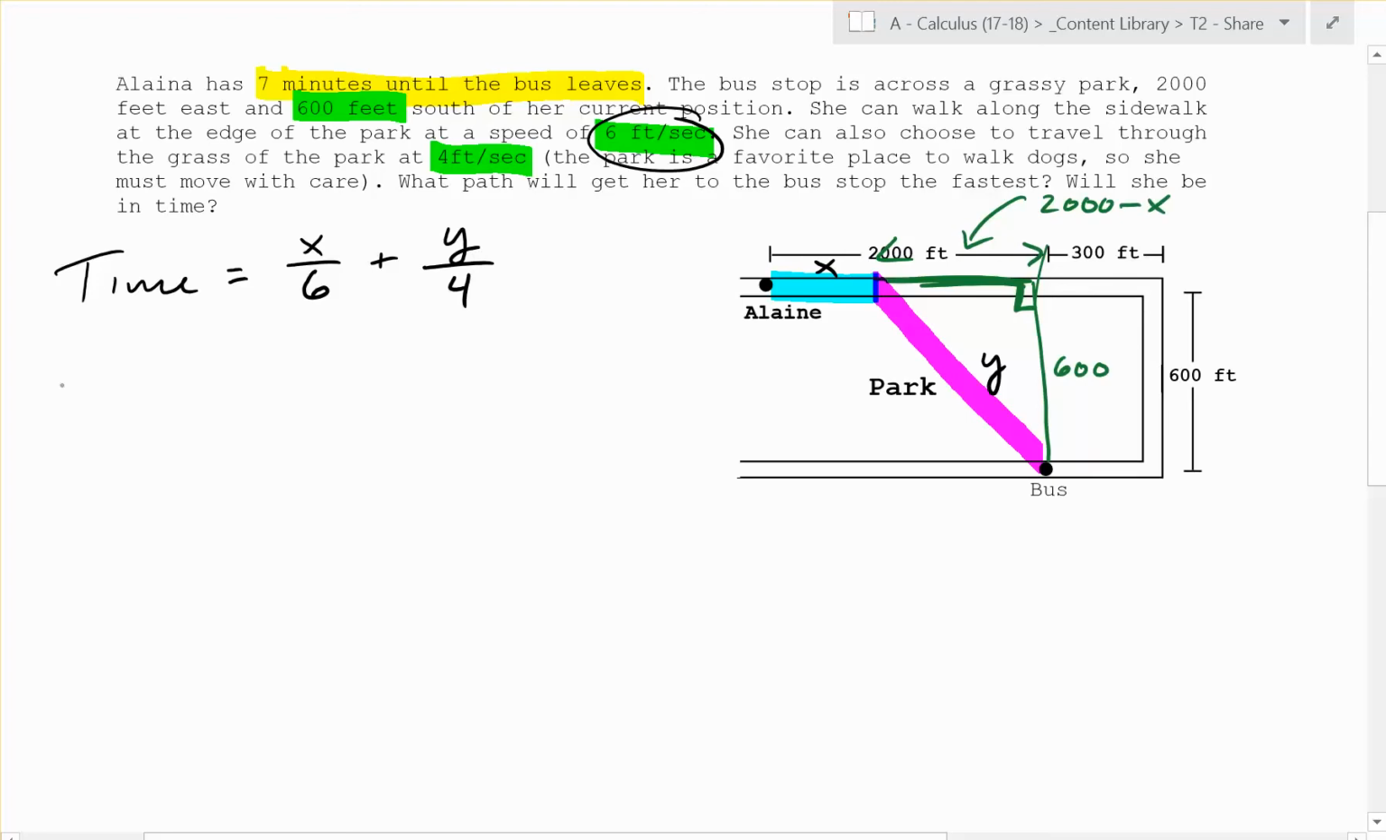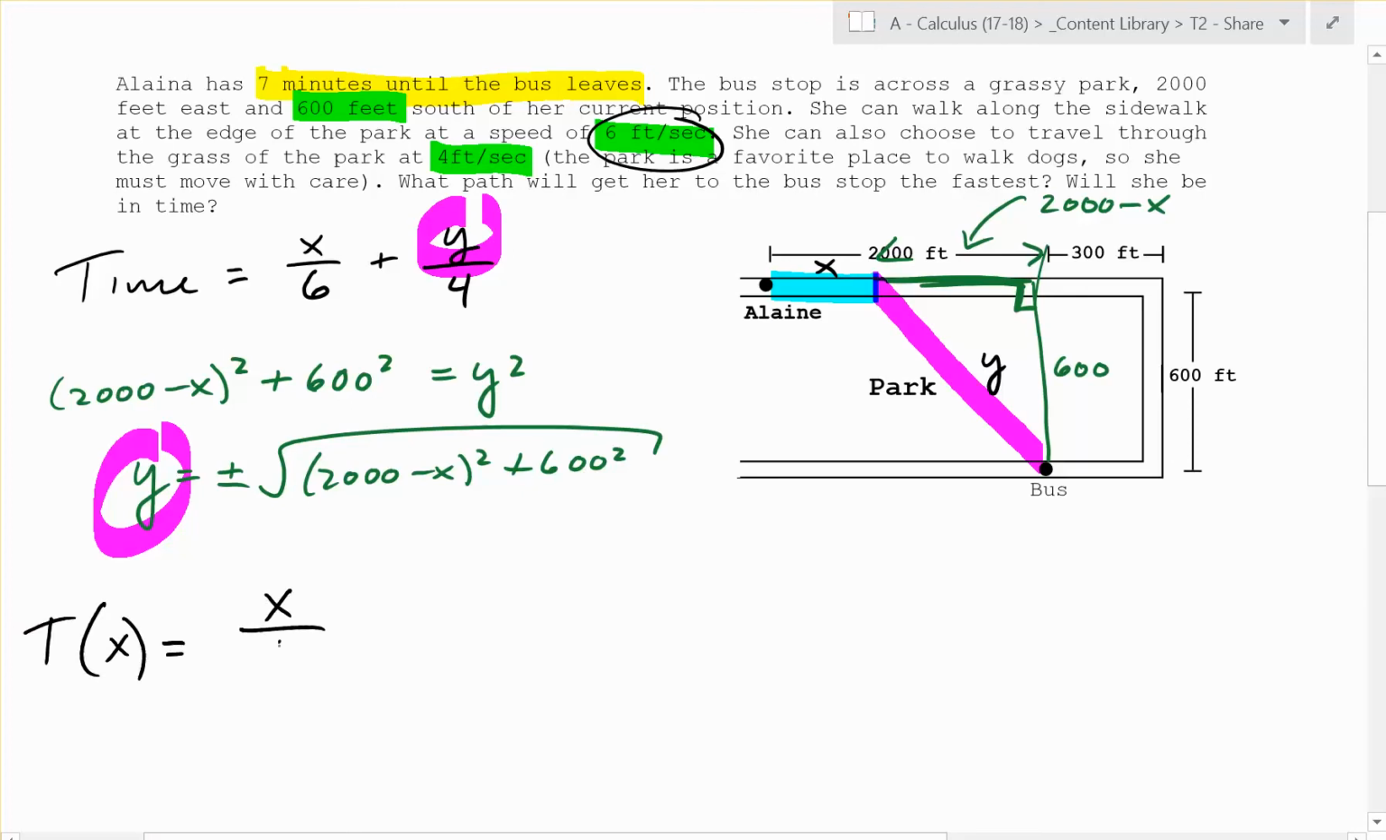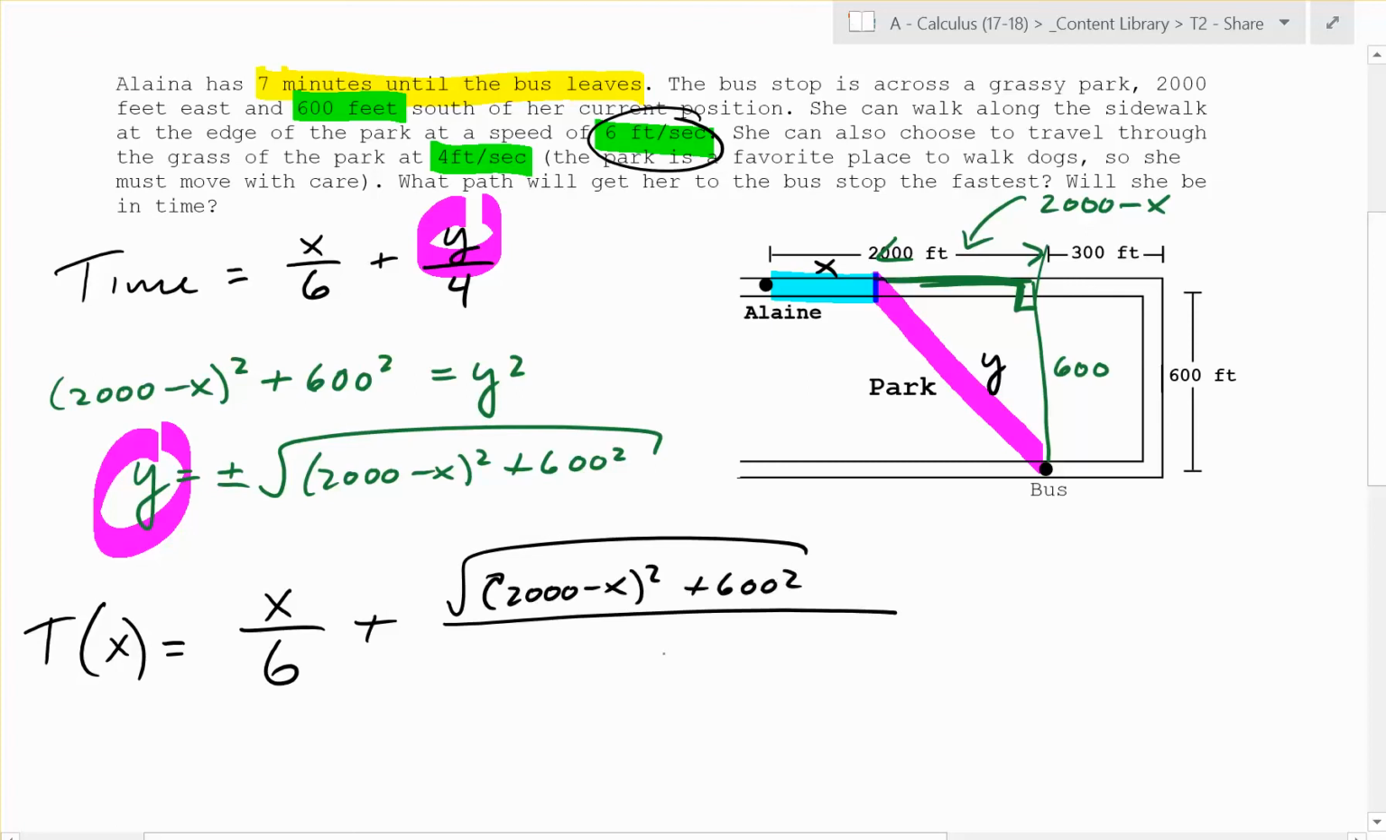So what does that tell us? It tells us that (2,000 minus x) squared plus 600 squared will equal y squared. So y is equal to plus or minus the square root of (2,000 minus x) squared plus 600 squared. Now she could go further and come back, but we know that's going to burn more time, so we're going to assume she doesn't do that. We can now substitute y into our time equation, and now we have time traveled in terms of x is x over 6 plus the square root of (2,000 minus x) squared plus 600 squared, all over 4.